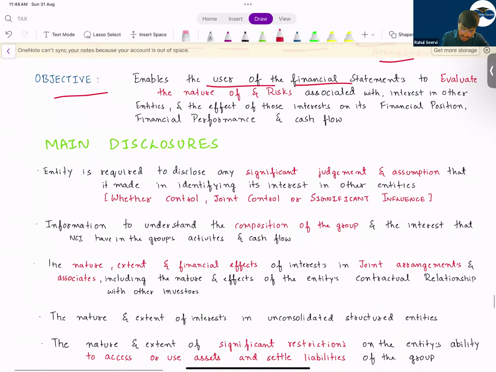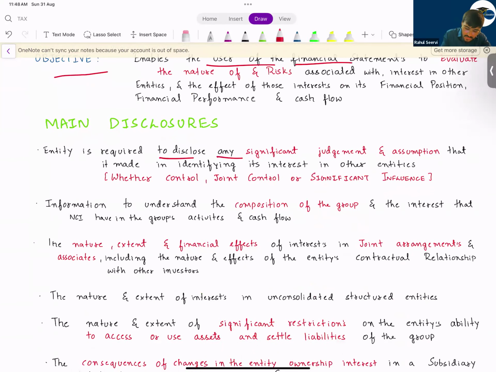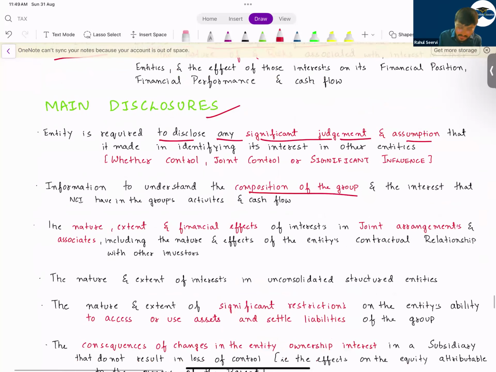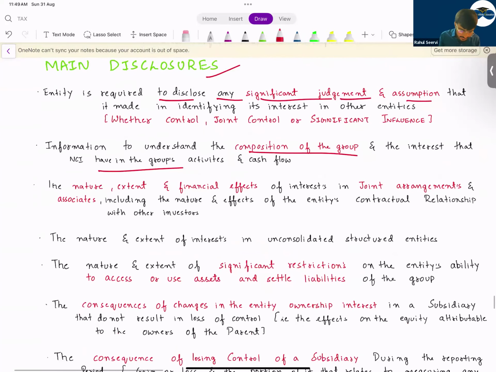So what are the main disclosures? The entity is required to disclose any significant judgment and assumption which they have taken to say whether it's an associate, joint venture, or joint arrangement. So they have to mention what judgment they have taken to decide whether control is there, whether joint control is there, or significant influence. Why should this be given? So that the composition of the group and the interest of NCI is mentioned, so the stakeholders will get to know, okay, in this company this is the control we have and 30% belongs to NCI.